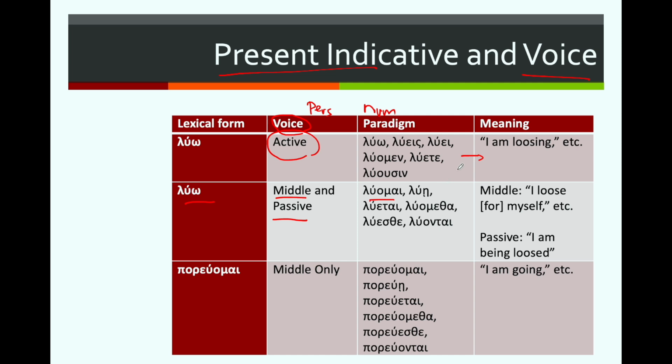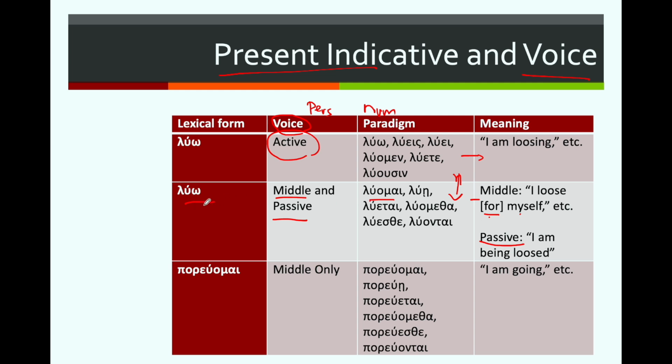So a different set of endings. They have person and number, but they also have a different set of endings to reflect voice. And the middle voice, we would probably best translate here as I loose myself, or I loose for myself. Okay, so reflective or self-interest. The passive is translated I am being loosed.